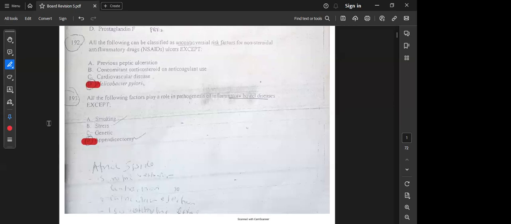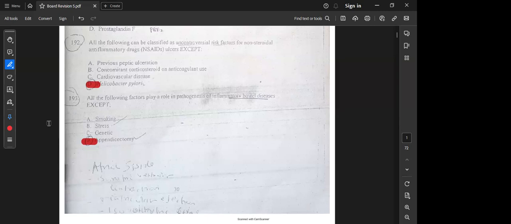For the lab, for the diagnosis, mostly not specific, but we could do the CRP test and also fecal occult blood. Yeah, the same for both ulcerative colitis and Crohn's disease. Then going to the treatment.